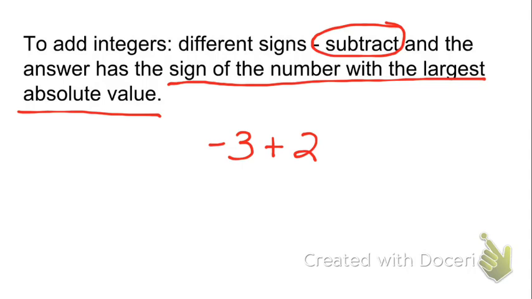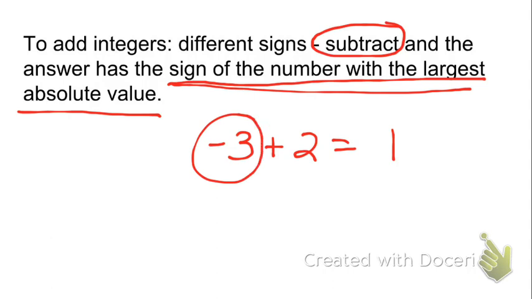So that means we subtract. 3 take away 2 is 1. Okay, but it says we take the sign of the number with the largest absolute value. That would be the number negative 3. So our answer is negative 1. So negative 3 plus positive 2 is negative 1.